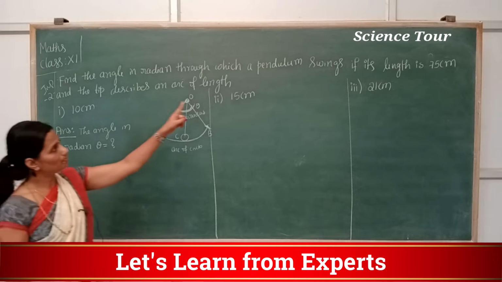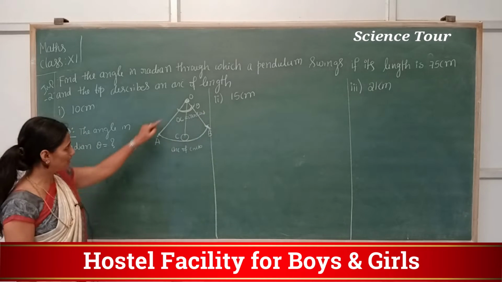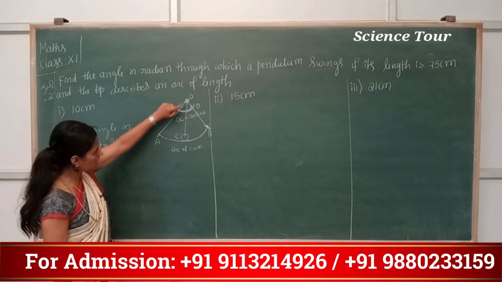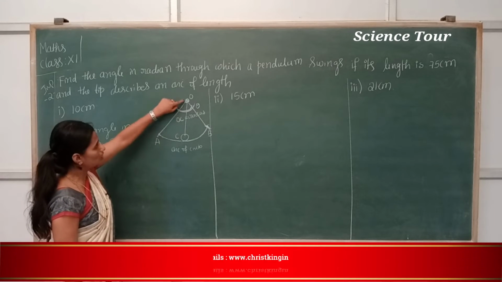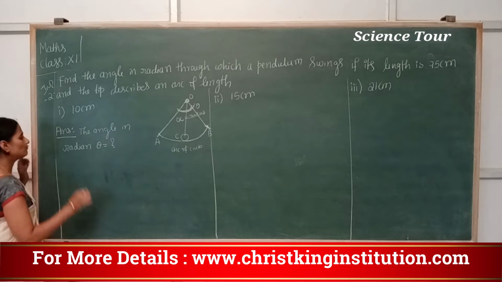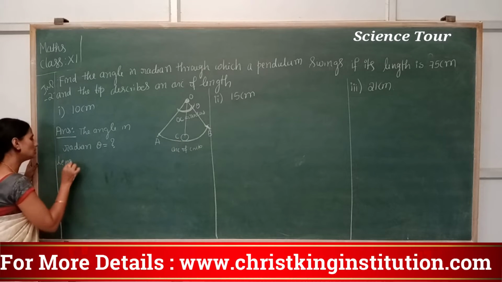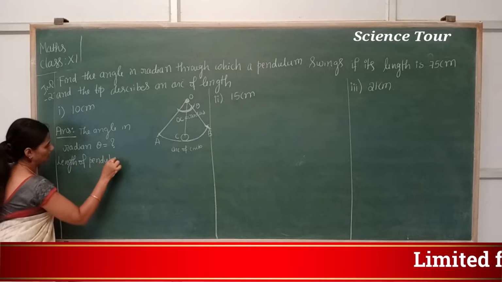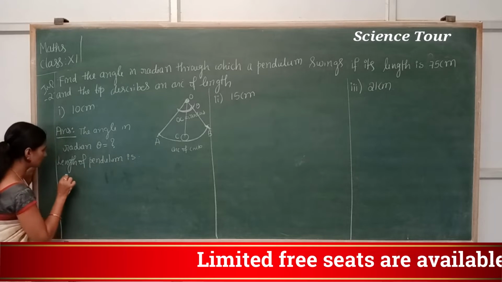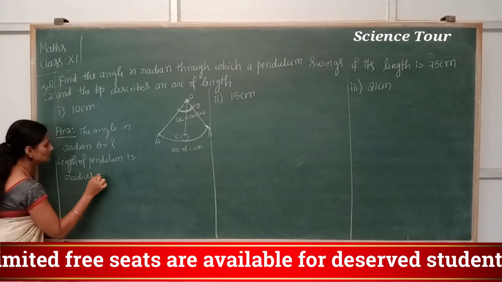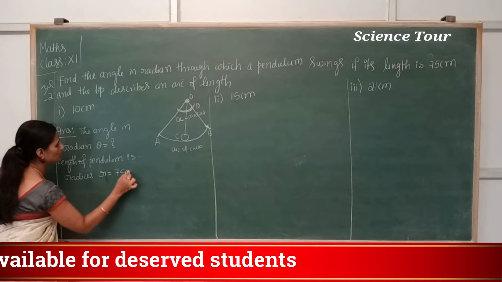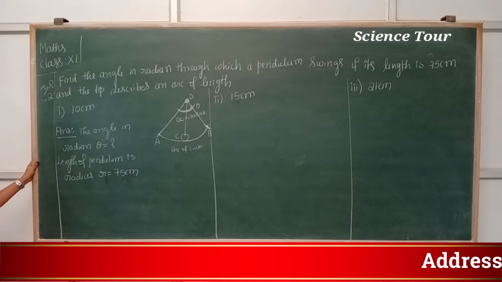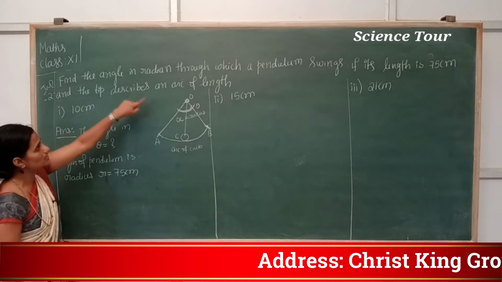Next, a pendulum swings. The length of the pendulum is how much here? 75 centimeter. The length of the pendulum is the radius of the circle. So r is equal to how much here? 75 centimeter. See the unit, 75 centimeter.